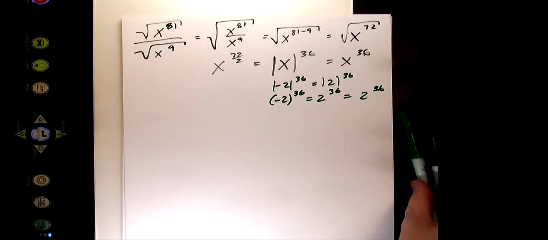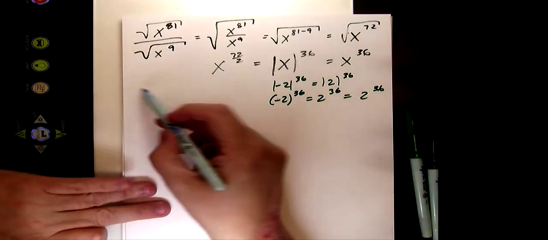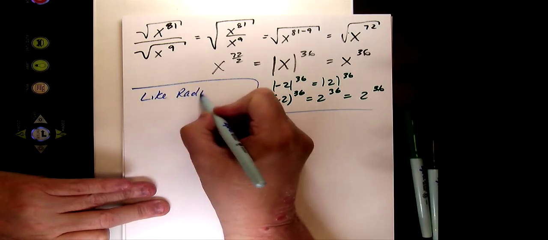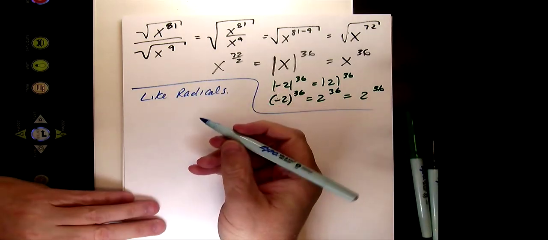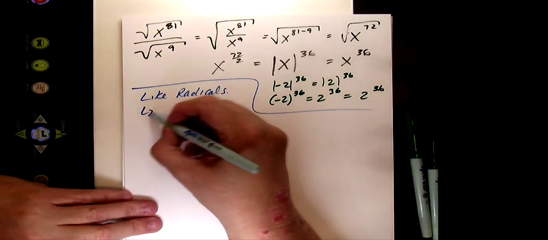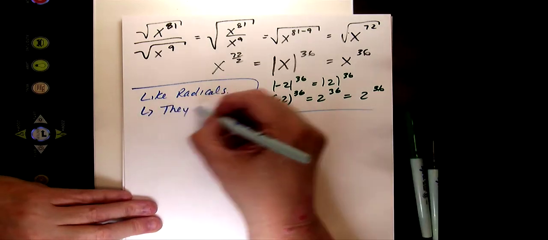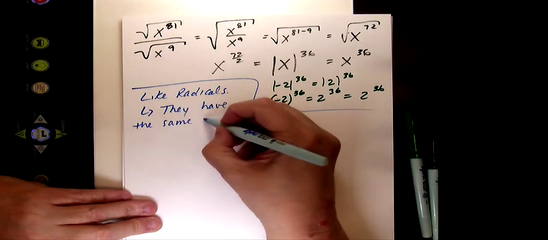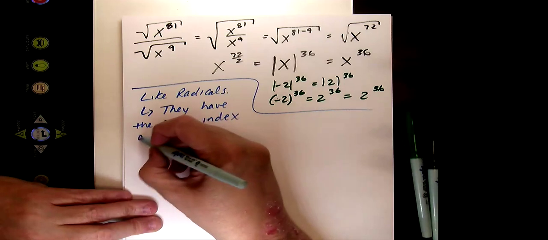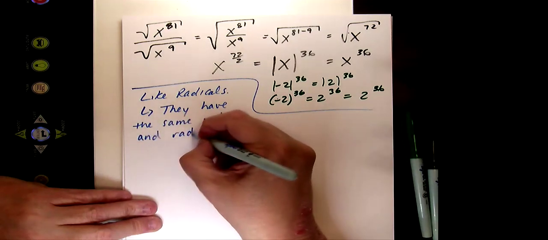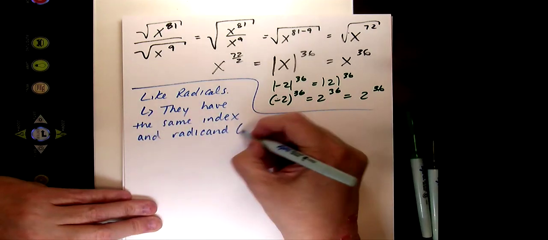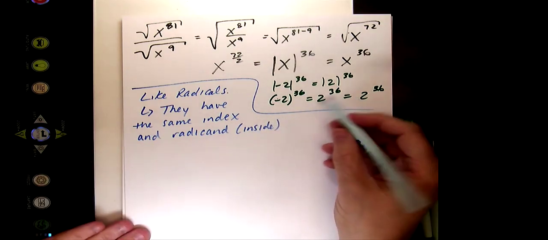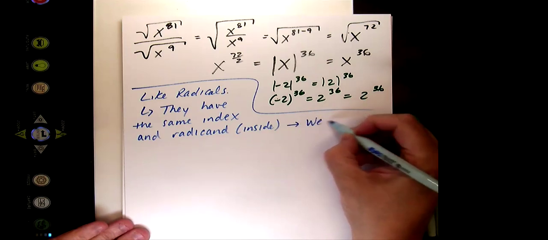All right, like radicals. They have the same radicand, index and radicand, or inside. And when that's the case, we can combine them.